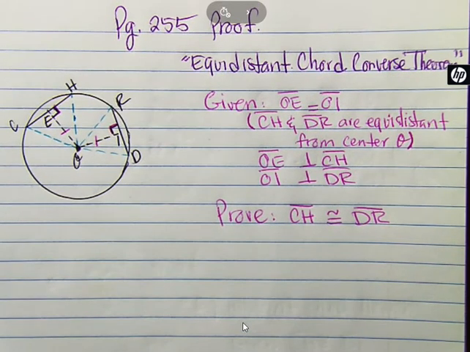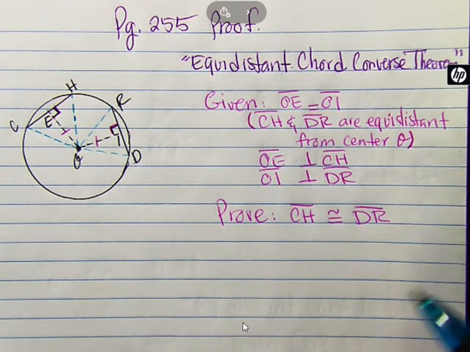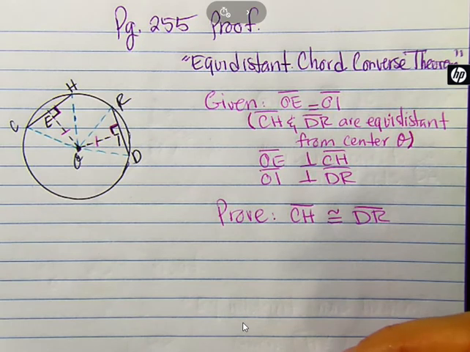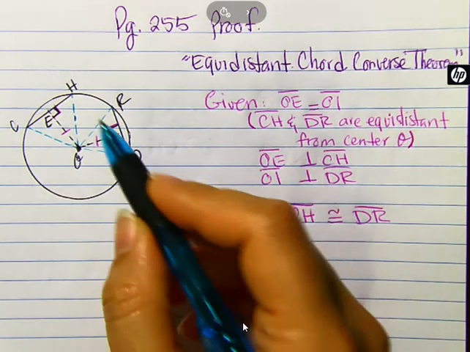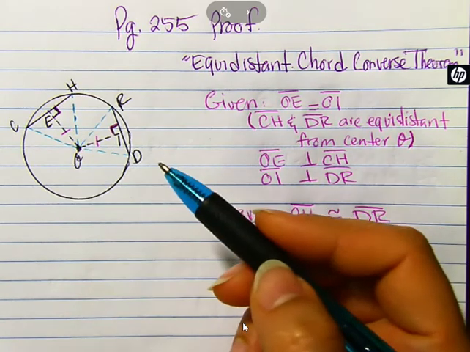Alright, so what we're going to be working on right now is the proof on page 255, which is the equidistant chord converse theorem. In this theorem, we're trying to prove the converse of the theorem on page 254, which had originally said if we have two congruent chords in a circle, then they must be equidistant from the center of the circle.